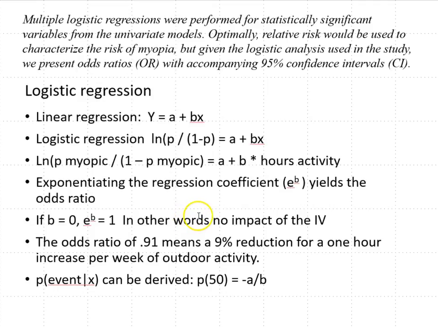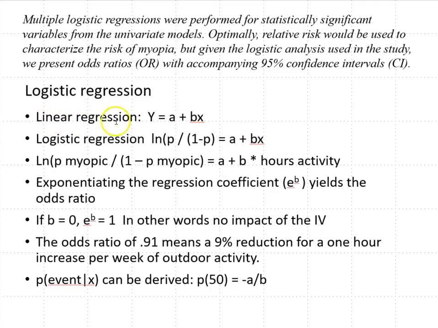Now the next thing we can look at, in their paper they said multiple logistic regressions were performed for statistically significant variables from the univariate models. Optimally, relative risk would be used to characterize the risk of myopia, but given the logistic analysis used in this study, we present odds ratios with accompanying 95% confidence intervals. They don't mention that it's a bad estimate, but anyway, we know it is. We know that it's an overestimate.